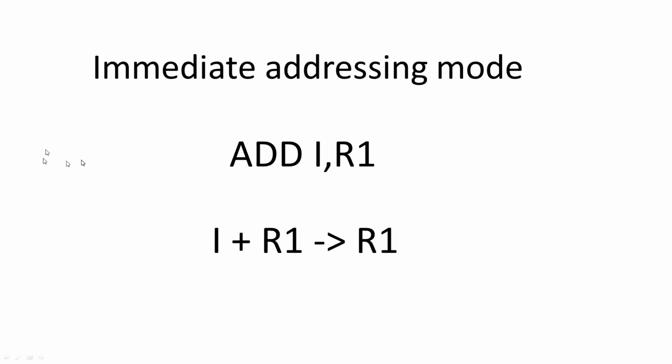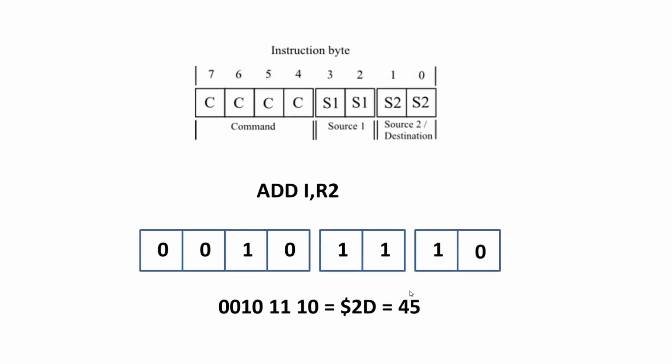Now let's look at the immediate addressing mode, which will be add the immediate value to R1. So a number, 0 to 255, plus R1 is saved into R1. So we've got the same instruction for add, 0010. Our source is now 11, which means immediate, and our destination is R2, 10. Which is add all the bits up. We've got hex 2D, or number 45 in decimal, would be the byte.